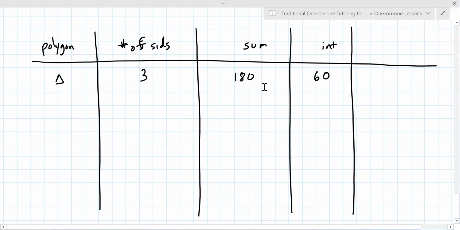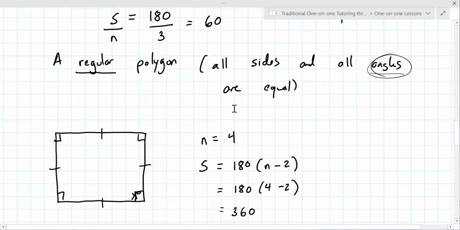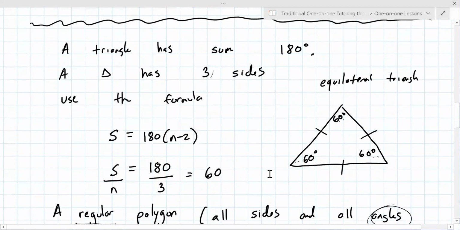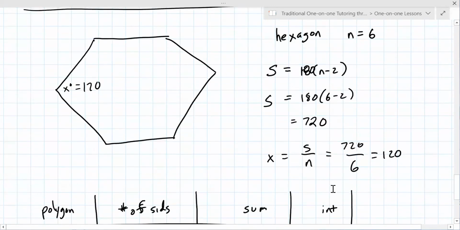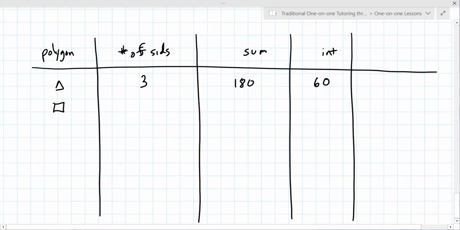Okay, I'm just going to go back up. I want you to see that here. That's this one here. For a square, the sum is 360. Number of sides is 4, and each angle is 90. Let's go look at that. So for a square, 4 sides, 360, and each angle is 90.